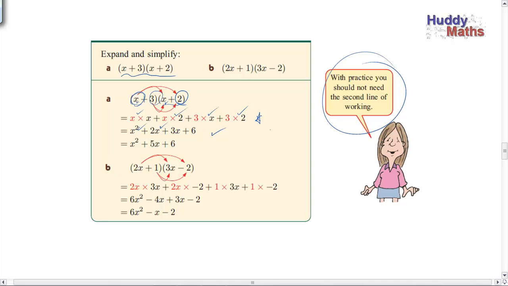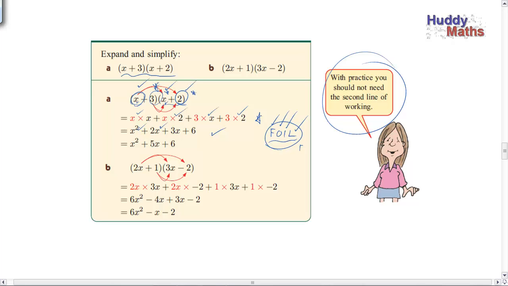This is sometimes abbreviated to FOIL. Firsts, outers, inners, lasts. I might have seen that before. What it says is every term in this first bracket has to be times by every one in the second bracket, and similarly, so here 3 has to be times by each of them. So it's just a system to say don't leave any out.